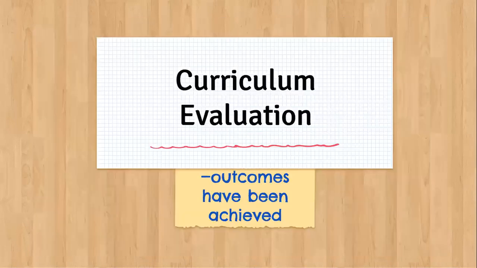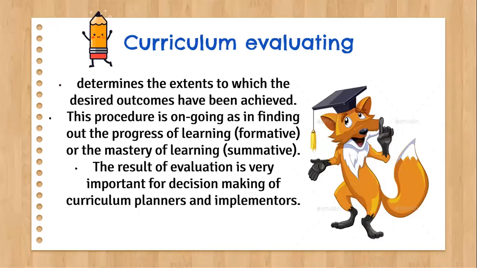Next is curriculum evaluation. In curriculum evaluation, we are evaluating the things that we have done or the outcomes that have already been achieved. For further details, curriculum evaluation determines the extent to which the desired outcomes have been achieved. And this procedure is ongoing, as in finding out the progress of learning, so formative, mastery of learning, summative.